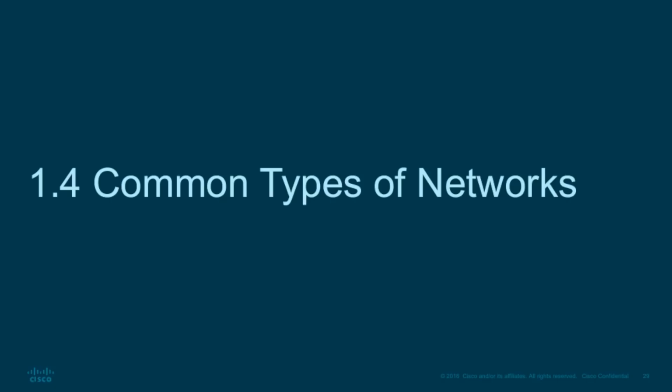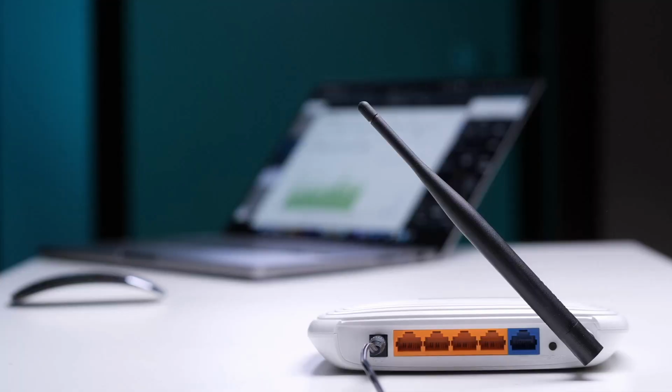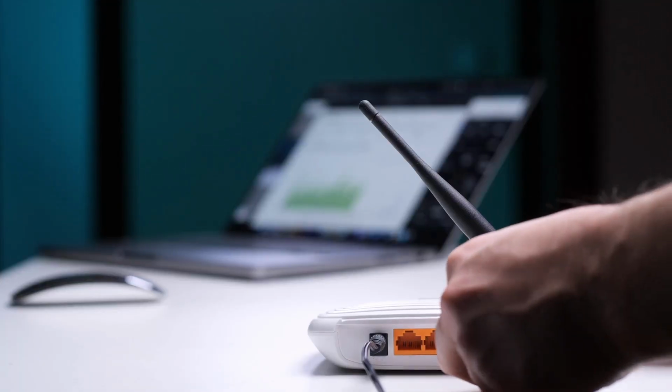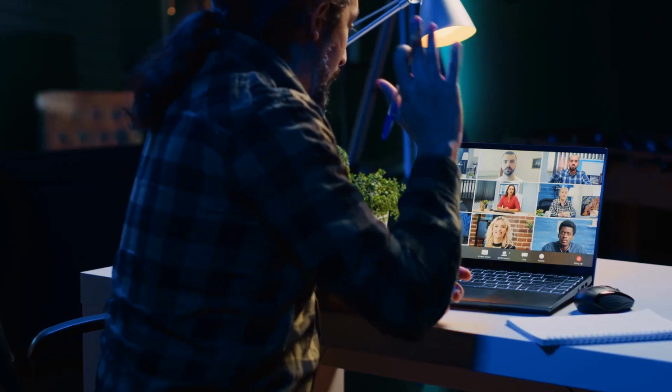Networks come in all shapes and sizes to meet different needs. Whether it's connecting devices in a single room or linking users across the globe, networks help us share information, communicate, and get things done. Let's talk about the different size classifications for networks. Small home networks connect personal devices like computers, cell phones, smart devices, and gaming consoles within a home. These networks focus on basic connectivity, things like sharing an internet connection, printing, or streaming media.